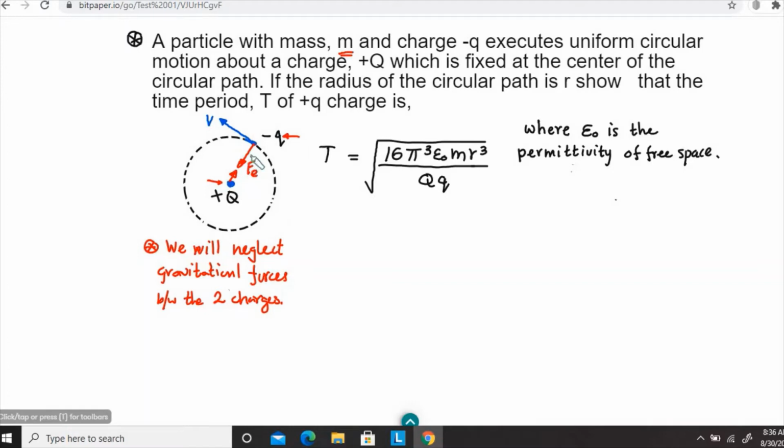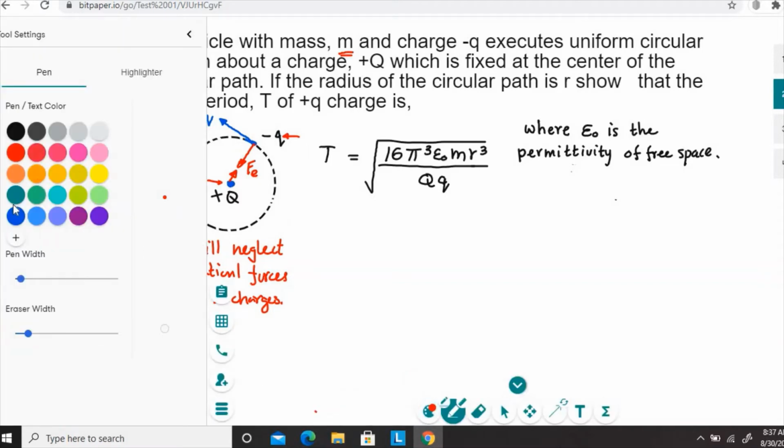So both are equal in magnitude. They're acting on different objects, different particles, and they are aligned in the opposite direction. One is towards the center, the other one is away from the center. So these two forces, we call it an action-reaction pair, a Newton force pair. Okay, so now we are ready to apply theories in circular motion to figure out this time period. So let me do that now.